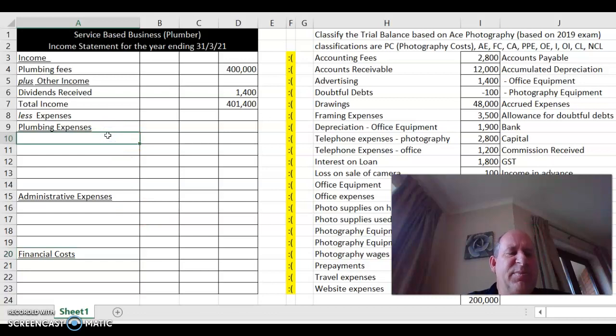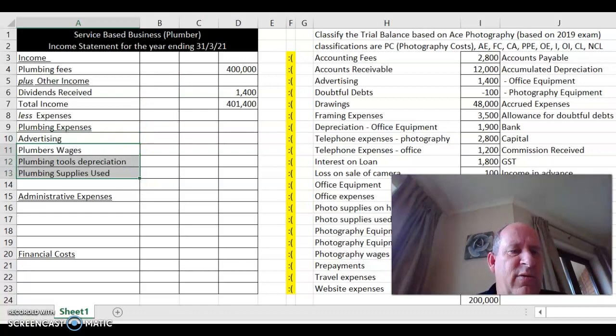So for plumbing based expenses, we're going to put in things that have the word plumbing in them. I've got advertising as my first one because that's your first interaction with the customer. So write that one in. Then we've got some plumbing based expenses. So I've got plumber's wages, plumbing tool depreciation, and plumbing supplies used.